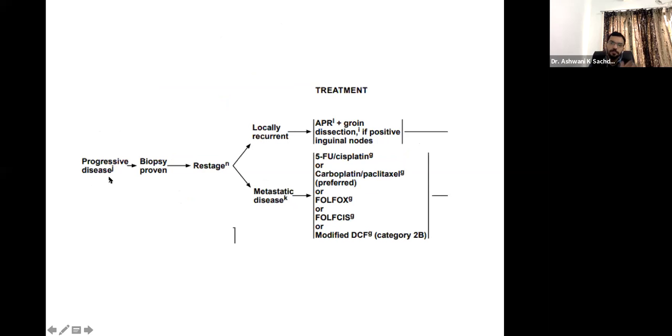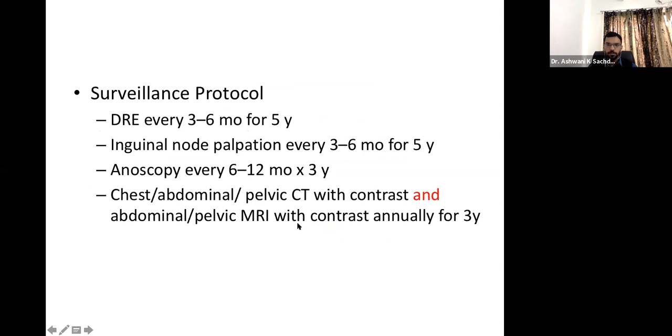If there is progressive disease, biopsy is to be done and restaging with the help of a PET scan. If it is a locally recurrent tumor, then APR for the local disease, and groin dissection if there are inguinal lymph nodes positive. If it is metastatic disease, then palliative chemotherapy is to be given. The surveillance protocol I've already told: DRE, inguinal lymph node palpation, and anoscopy every 3 to 6 months, then CT annually with pelvic MRI.